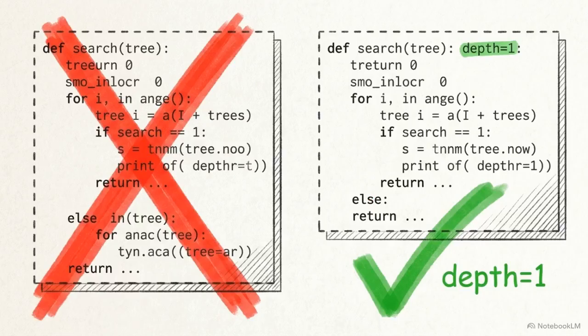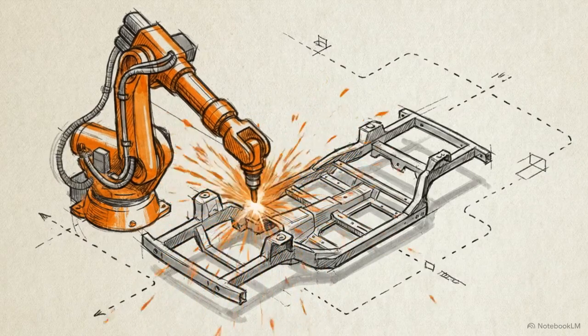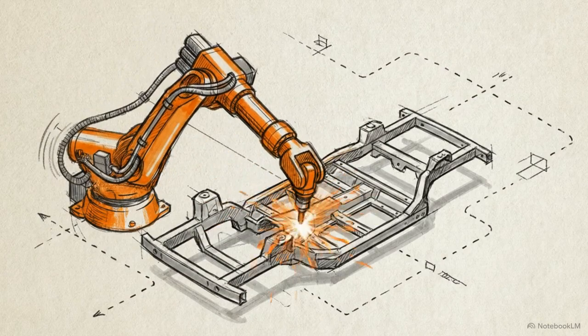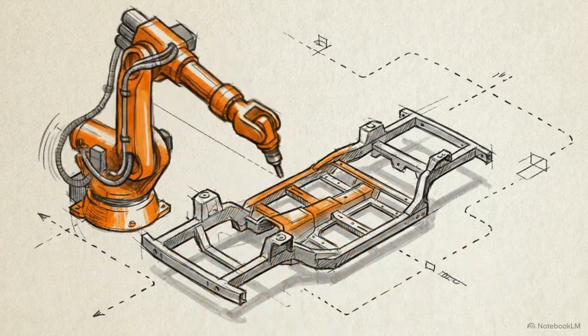You protect your hardware by explicitly capping this buffer. Always set the depth parameter to a low number, usually just 1 for a sensor stream, so you only ever keep the absolute latest reading in memory. Defining explicit boundaries for your timing and your memory turns a fragile script into a resilient, hardware-aware control system.